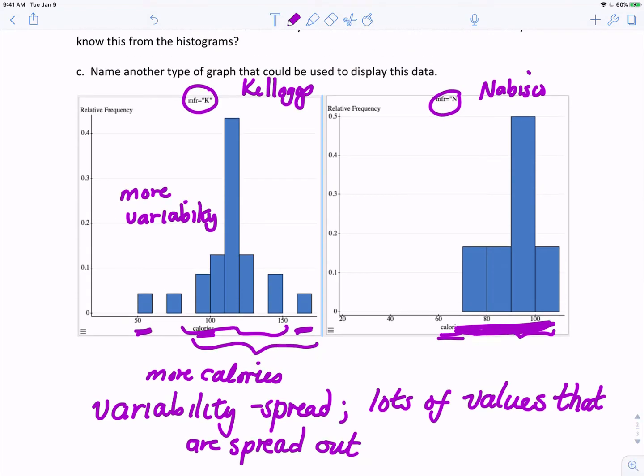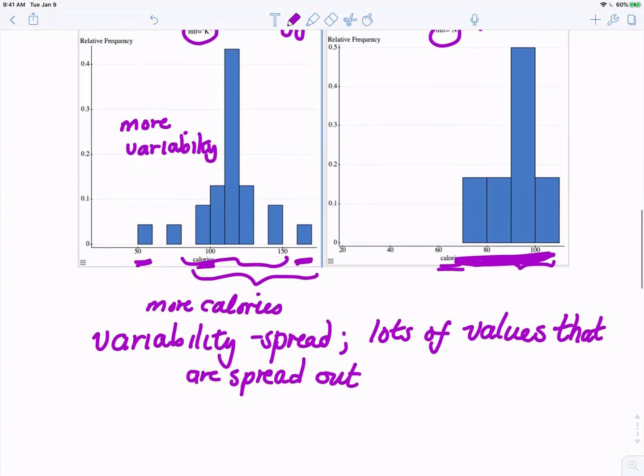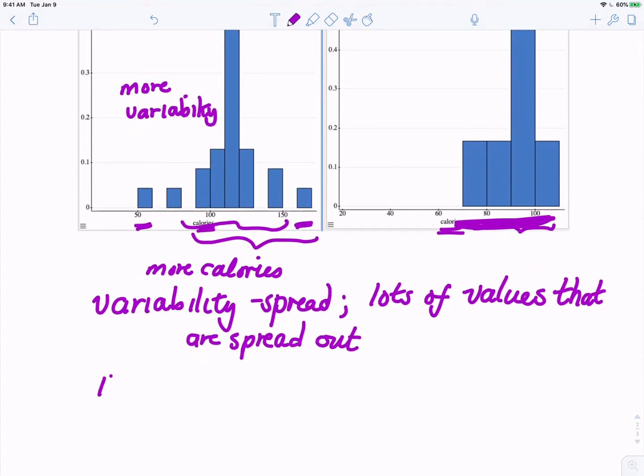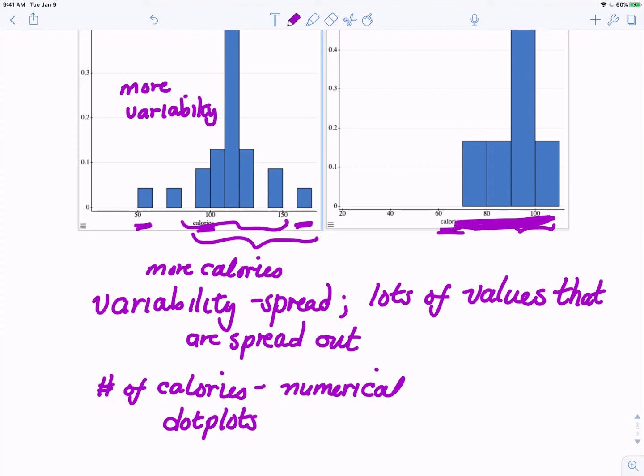Name another type of graph that could be used to display this data. So again, this data is about number of calories, and you have to ask yourself, is this numerical or categorical? Number of calories is definitely numerical. And with numerical data, again, the two graphs that you can use are dot plots or histograms.